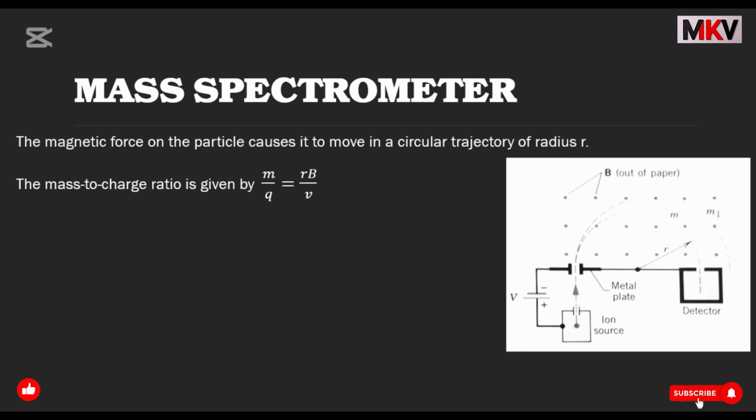Now, the magnetic force on the particle causes it to move in a circular trajectory of radius r. So the mass to charge ratio is given by m/q equals radius times the magnetic field over the velocity, where m/q is the mass to charge ratio.